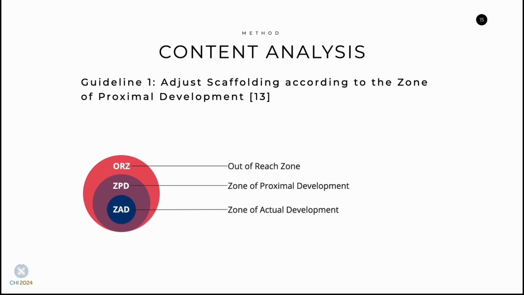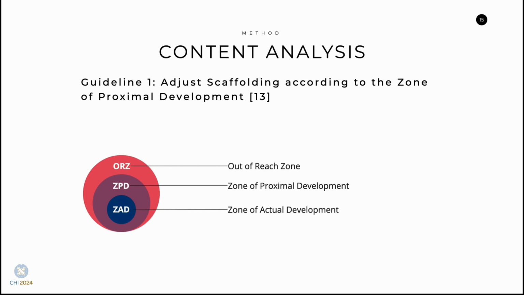First, adjust scaffolding according to the zone of proximal development. The ZPD means that the person can do the task with certain support. Between the ORZ where the person cannot do it even with other support and the ZAD where the person can do it independently without support.